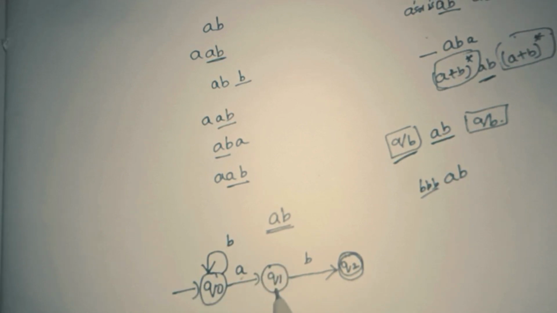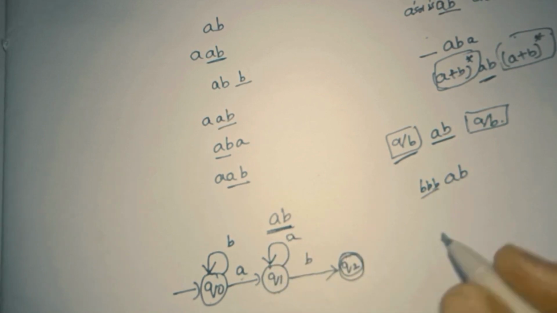Similarly, Q1 has a transition with B. It should have a transition with A also. If I put A here, then we can have any number of A's, but totally we should have AB, right? So we can put a self loop here.